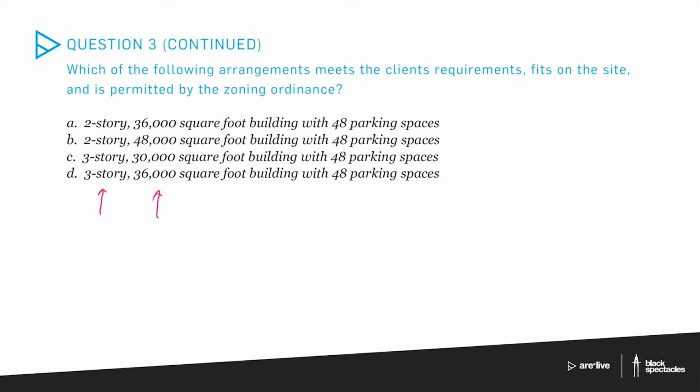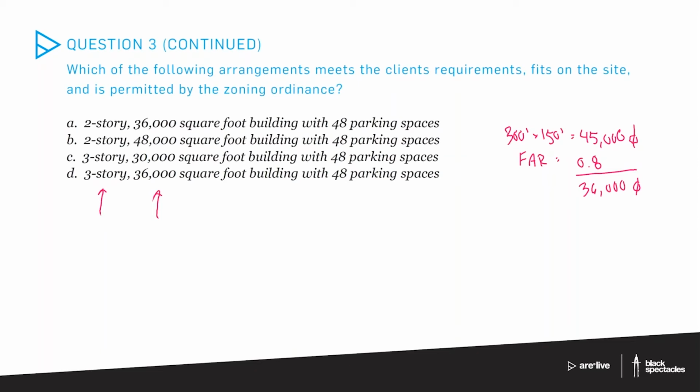So we've got the lot size of 300 feet times 150 feet, and that is 45,000 square feet. That's the symbol for square feet. And we've got an FAR of 0.8. So if you do the math there, you are going to have a result of 36,000 square feet.